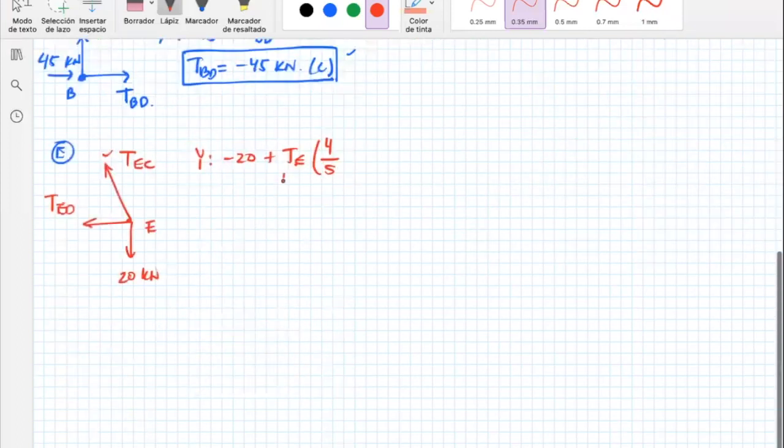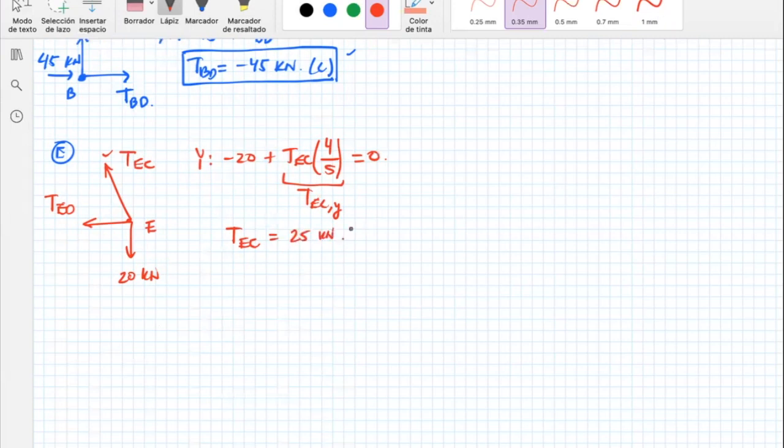This is actually a component. Over here is a component going up, the vertical component. So this one would be equal to 0. You can call it like this, TEC Y. This is the vertical component of TEC. So from here, you can know that TEC is going to be equal to how much this is. So what I'm going to do here is, yeah, 25 kilonewtons, because I have everything here. This one is in tension. Okay, so I have another one.